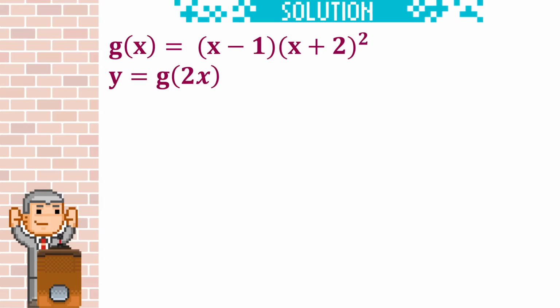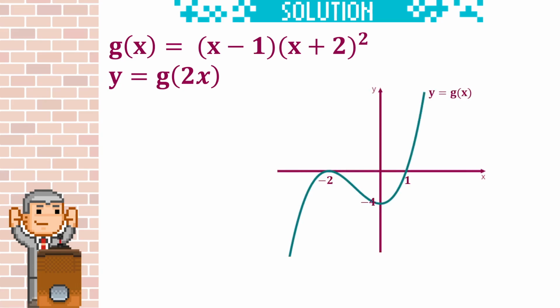We're going to start by sketching out g of x. Now it's a cubic, it's a positive cubic, and the roots will be 1, -2 and -2. We can also find the y-intercept by substituting in 0, so it'd be -1 times 2 times 2, so it'd be -4.